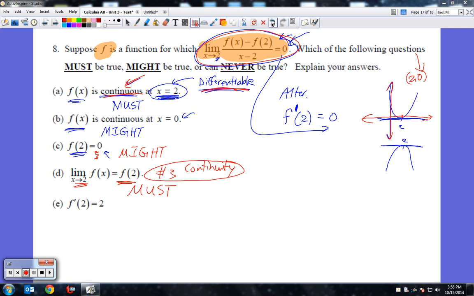And then what is the derivative at 2? If I look at this, this at 2 business is showing this whole thing, f prime at 2, is equal to 0. This is saying that it's equal to 2. This is going to be a never, because we've already defined it to be 0.